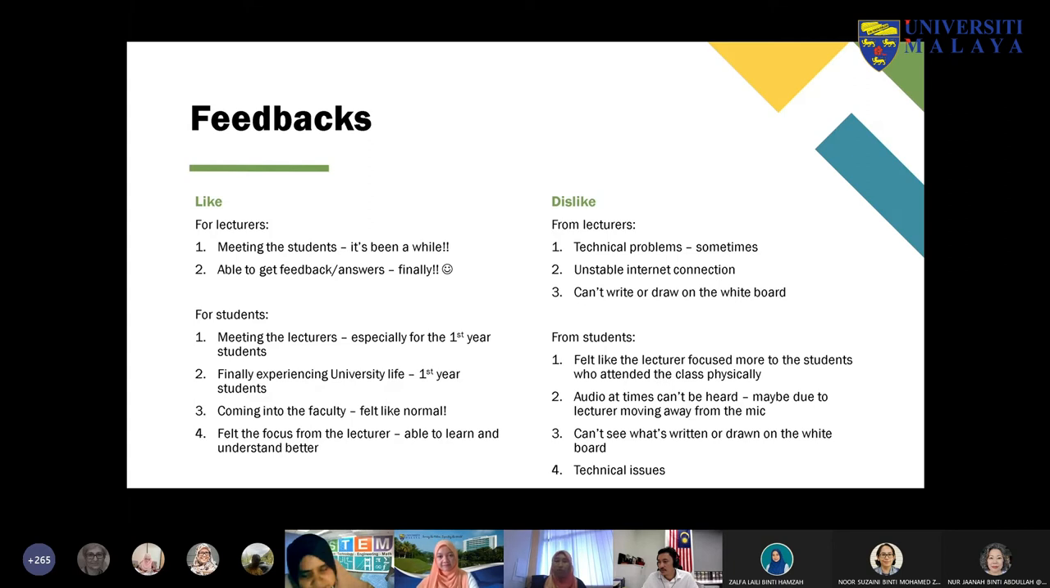And for the second, third and fourth year students, coming into the faculty felt like normal. It's been too long for them to be online, so they like the physical classes. And they felt the focus from the lecturer. I remember Dr. Mas also mentioned this from studies and research, which is very true. The students feel they can understand better, get the focus from the lecturers, sitting in a classroom hearing the lectures live and seeing the lecturer's face. So the interactions are there. It's not the same as online, and they really like that very much.